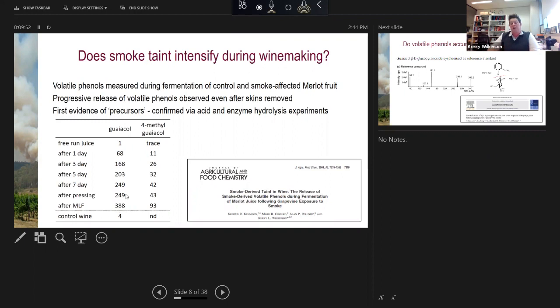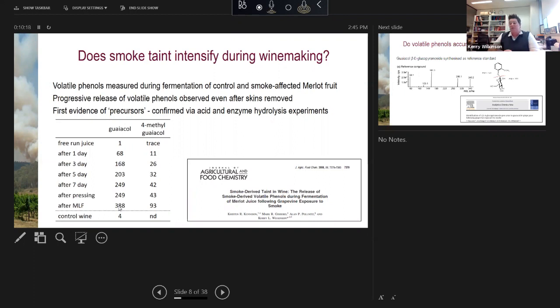And so between pressing and secondary fermentation, so malolactic fermentation, we saw that the concentration of these volatile phenols continued to increase, which suggested to us that perhaps there was some kind of precursor form of these volatile phenols that was present in the grapes, which might explain why winemakers weren't detecting any smoke taint in the grapes, but were then seeing it occur during fermentation.